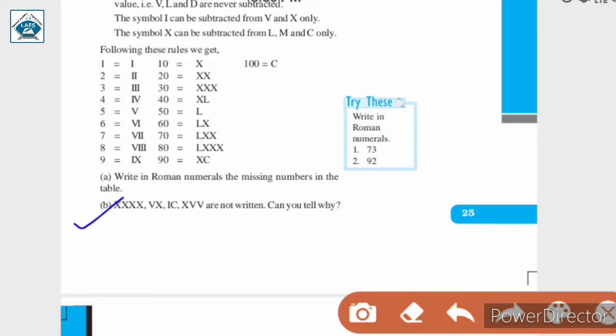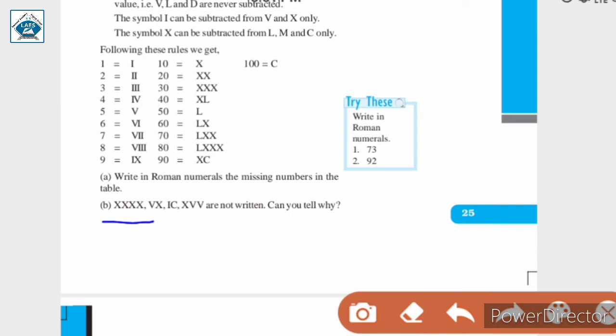The second question, we are asked that XXXX, that means 4 times X, VX, IC, XVV are not written. Can you tell why? Now for 4 times X, I have already told you the reason, because no symbol is repeated more than 3 times. 3 बार से ज़्यादा कोई भी symbol repeat नहीं होगा. That is why 4 times X is not written.